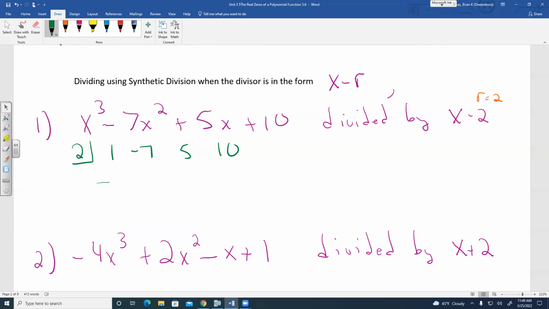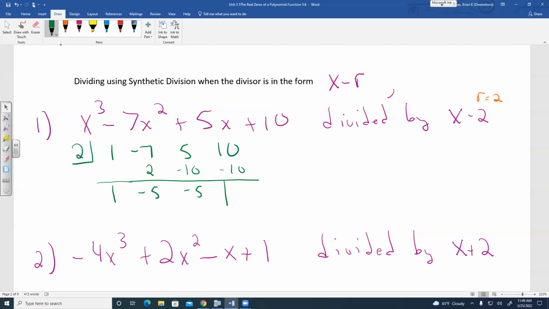Now we leave a little bit of space and we draw this little line underneath, but leave a little space underneath there. So the way synthetic division works is we just bring down the 1 to start with. Then we multiply 2 times 1, which is 2, and we put that 2 underneath the -7. Then we add the -7 to the 2, and we get -5. 2 times -5 would be -10. We put that underneath the 5, and then we add the 5 and the -10, and that gives us -5. And 2 times -5 would be -10.